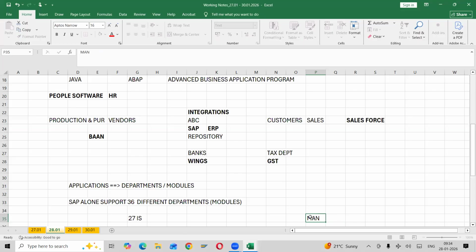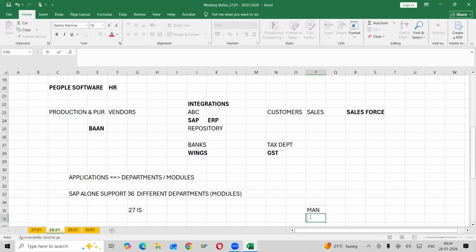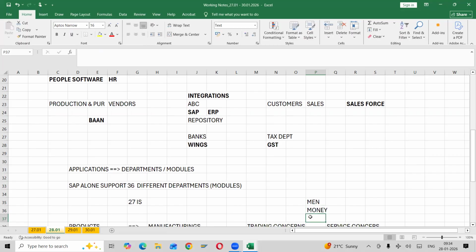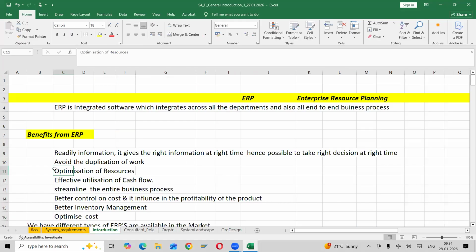Resources, or I can call them men, money, marketing. So these are the different resources, and the ERP will utilize them to the maximum. How to utilize wastage? As I said, duplication is avoided and wastage is also avoided with the ERP.